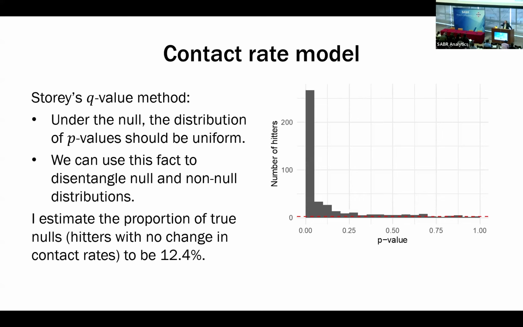So everything below that dashed red line is our estimated null distribution, and everything above that dashed red line is what we expect our non-null distribution to look like. So using this method, we can estimate the proportion of true nulls in our data set. I should say, hitters with no detectable change in contact rates. We estimate this proportion to be 12.4%. So the statistical power of this method is very good.